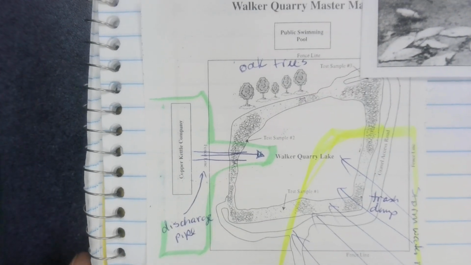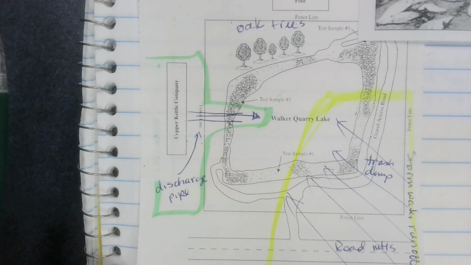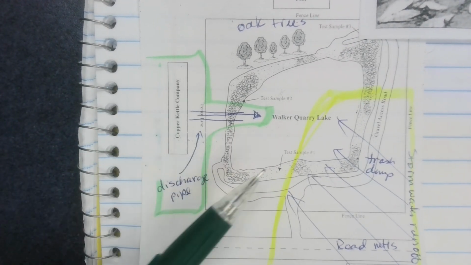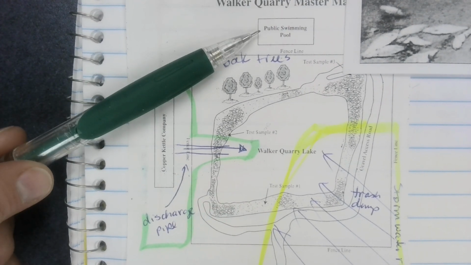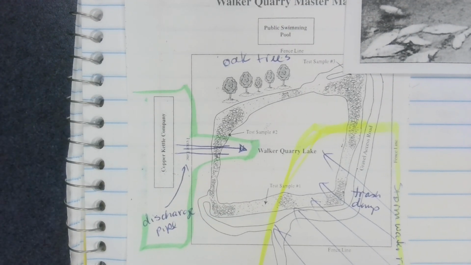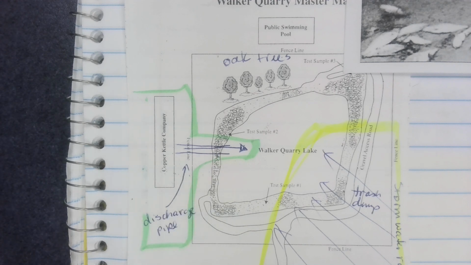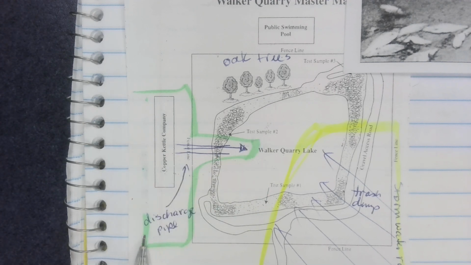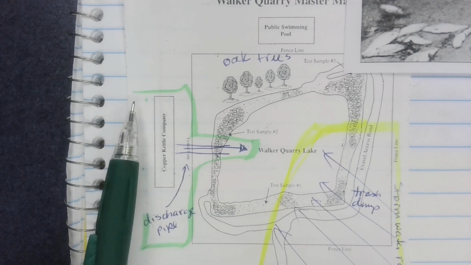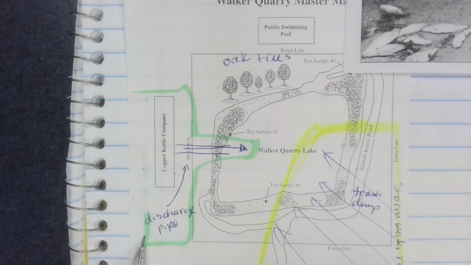All right, so this map down here shows point source pollution and non-point source pollution. So let's say there's a chlorine contaminant in the lake. We might be tempted to say that it's the swimming pools that are dumping the chlorine in the lake because swimming pools use chlorine. But if you find the chlorine in the lake and you do an investigation and you can trace it back to this discharge pipe that comes from the Copper Kettle Company, we know that there is one source of the pollution, and so that's point source pollution.